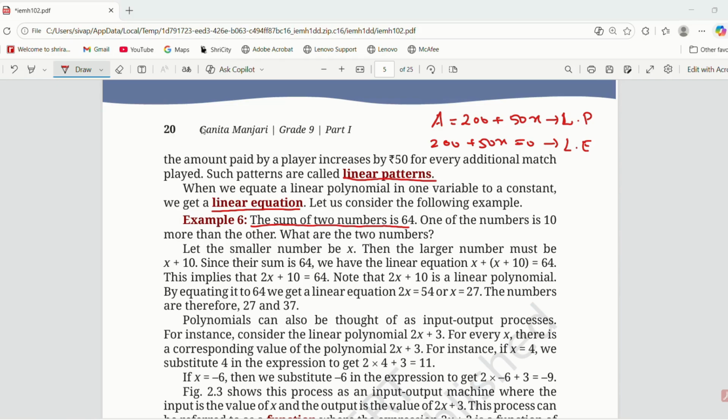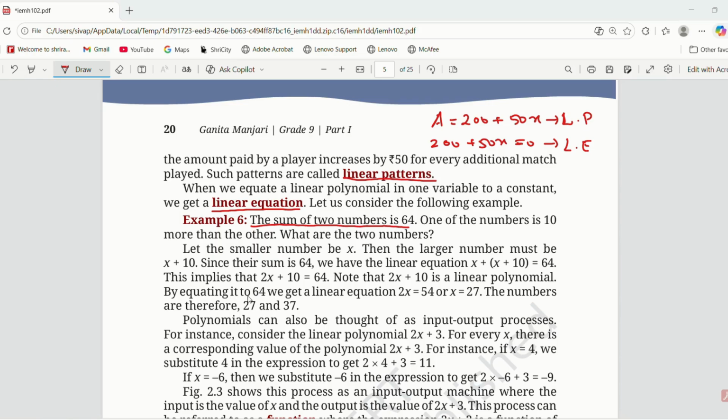But this is clear, the sum of the two numbers should be 64, and one number is 10 more than the other. Either you can take this or this, it's your wish. So I'm going to take the first case, x is equal to 10 plus y. Now I'm going to substitute this value of x as 10 plus y in equation number 1. Replacing x with 10 plus y, we get 10 plus y plus y equal to 64. So it is 10 plus 2y equal to 64. This implies 2y is equal to 64 minus 10, which is 54, and y is equal to 54 divided by 2, which is 27.